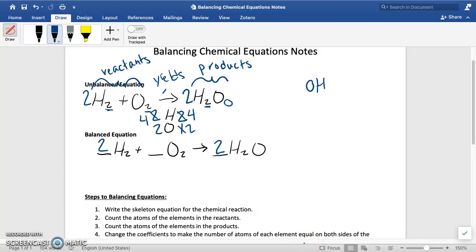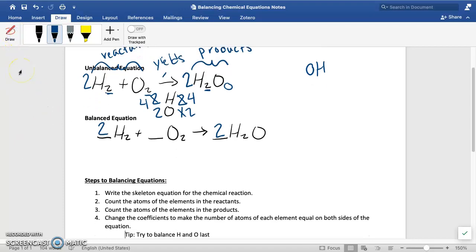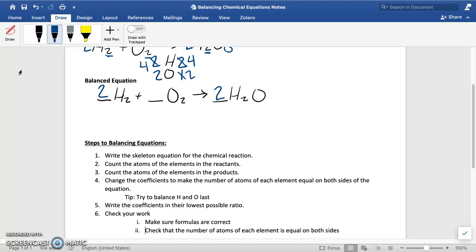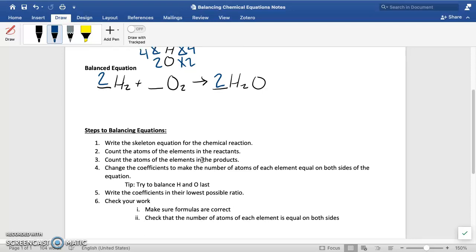The other steps in balancing the equation: we want to write the coefficients in their lowest possible ratio. Here, we have a 2, a 1, and a 2. If we had 4, 2, 4, then we could reduce and go to 2, 1, 2. We want the lowest common denominator we can divide everything by. Then we want to check our work. We want to make sure our formulas are correct and check that the number of atoms of each element is equal on both sides.